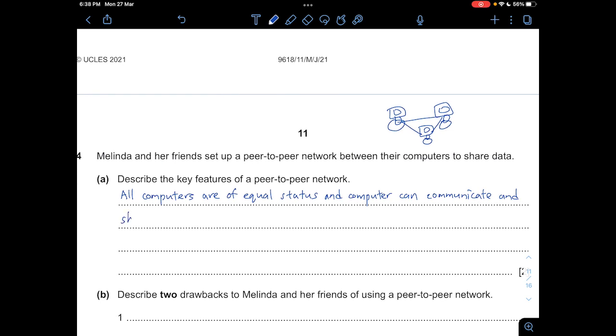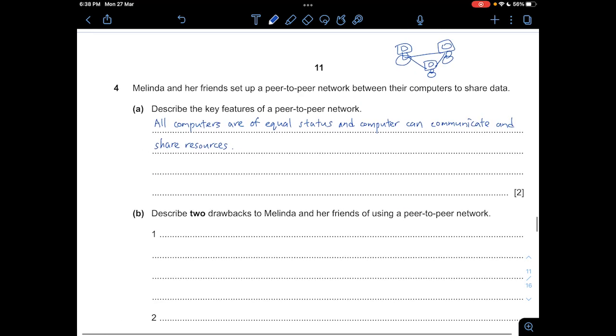Because now, instead of getting the resources from the server, you're getting the resources from another computer. So each computer can communicate and share resources instead of communicating with the server in order to get the resources from there. But in a peer-to-peer network, there will be drawbacks as well compared to using a client-server model.